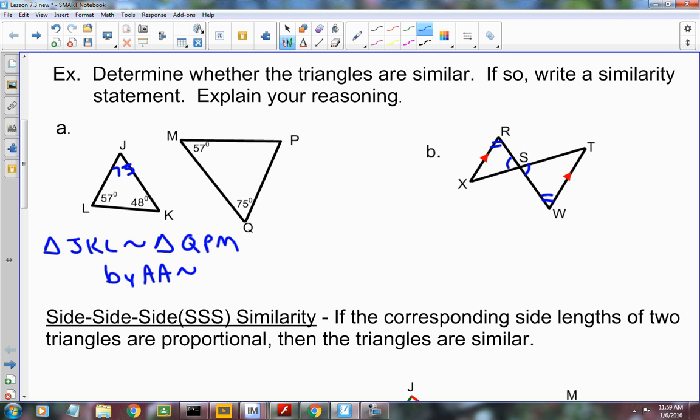So I could say that triangle RSX is similar to, how would I state the other one? WST, because the W and the R correspond. So WST. And my reason would be, again, by the angle-angle similarity. Alright, so that's the first way that we can prove triangles similar, angle-angle similarity.